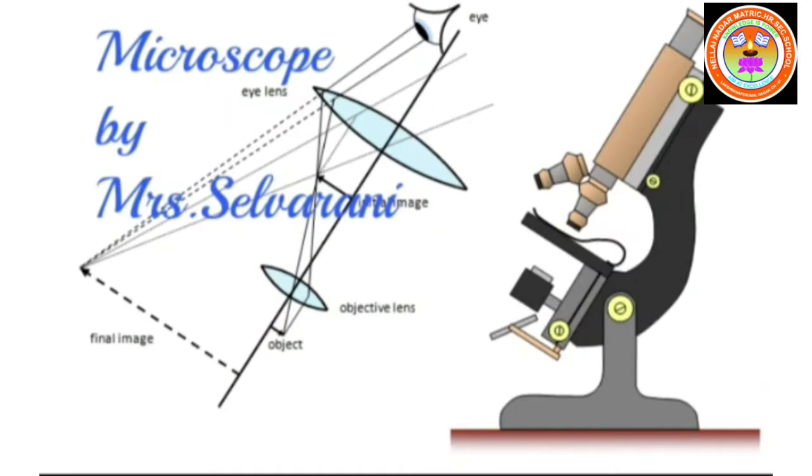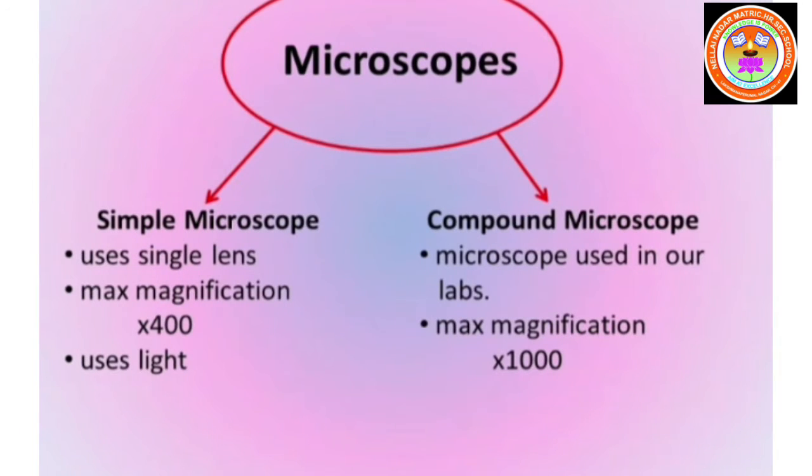Good morning students. Today let me discuss the microscope. A microscope is an optical instrument which helps us to see tiny objects. Microscopes can be classified into two types: one is the simple microscope and the other is the compound microscope.